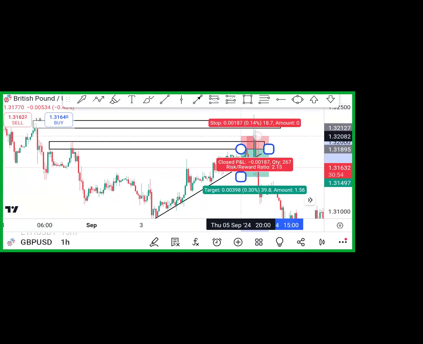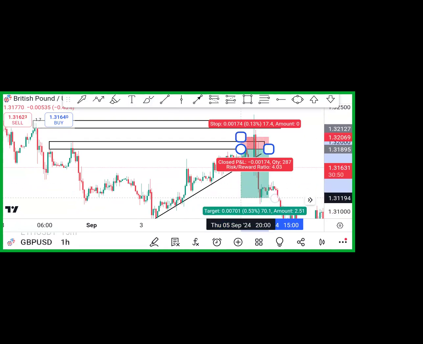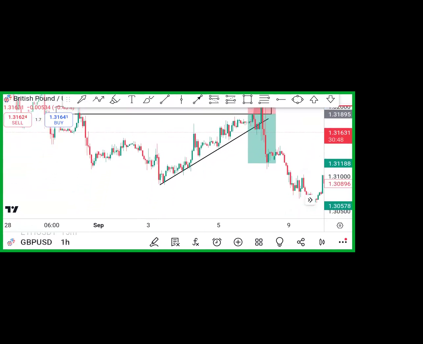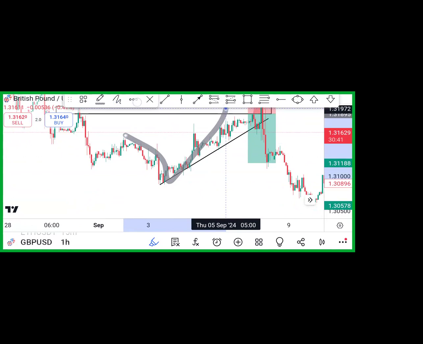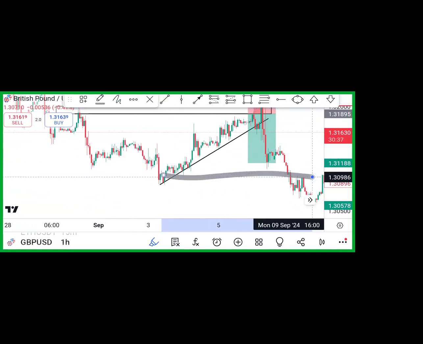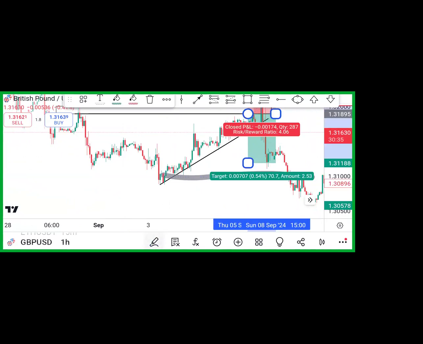Now, I want to mark out my supply level and stop loss above this level. Where's my target? I want to target any demand level. And where's the demand level? Pull back, pull up. Demand level. Right there. So that's my target.